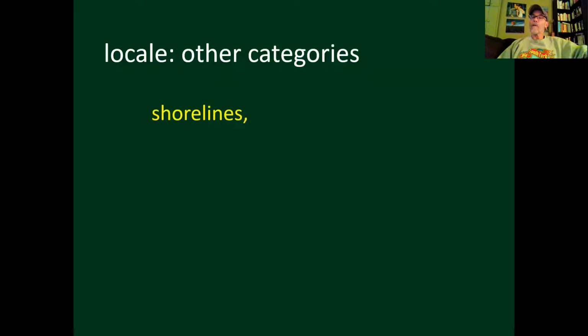So think about other locales. If we're talking about shorelines, now shorelines could be any number of things. We could be talking about the shore of the Mediterranean Sea, the shore of the Atlantic Ocean or the Pacific Ocean. It might even be a shoreline somewhere like Lake Michigan, or even a smaller lake where the setting is on the shore. So we have connotations again associated with being near bodies of water.